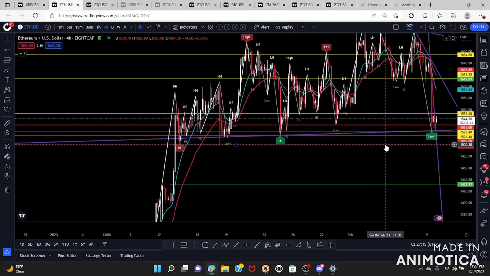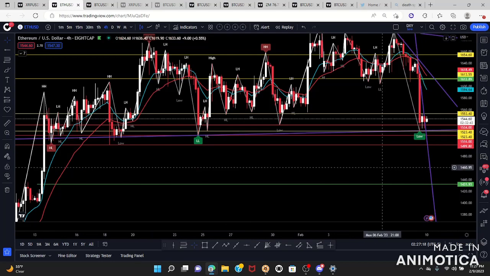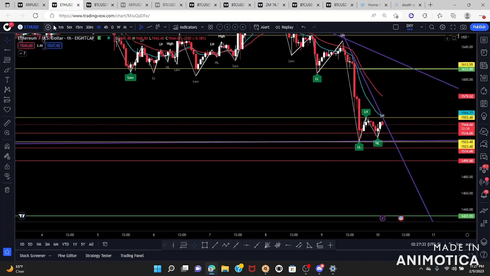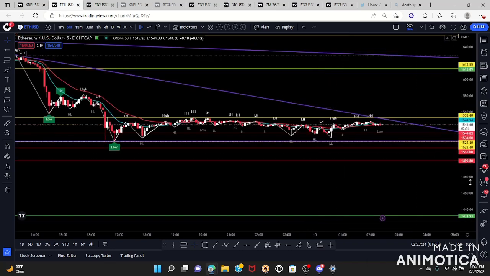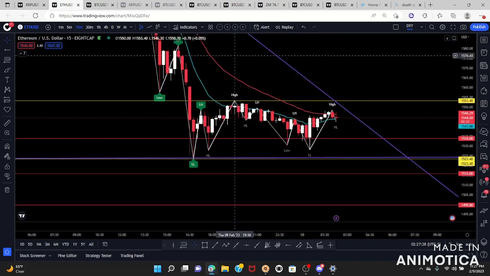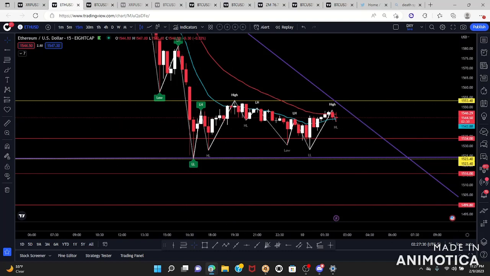So critical moments right now, big support that we're holding on. Just keep an eye. I mean, you could just look at it and just wait. This is a consolidation area, right? If you want to scalp this, you're more than welcome to.